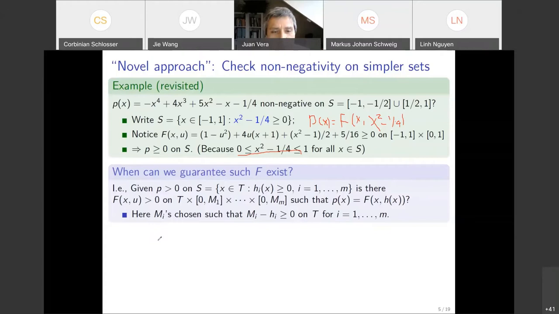So the question is, if I give you P and I give you a set S defined by some polynomials, plus I constrain X to be in a region T, can I find such an F that depends on more variables, these variables U, such that when I replace U by H of X, what I get is P of X? So P of X will be equal to F of X comma H of X. Notice that if this happens, and if I pick the domain big enough, this will imply that P of X is non-negative. So this will be a certificate of non-negativity.